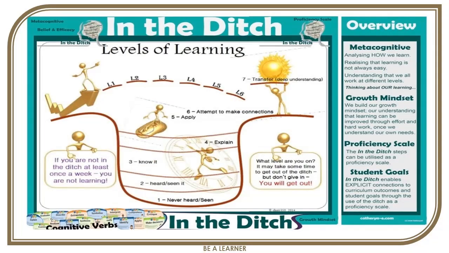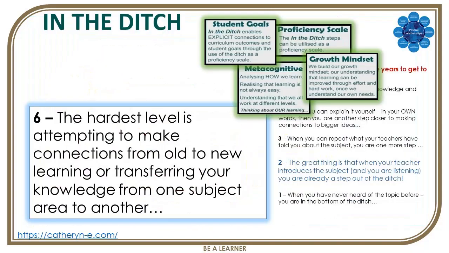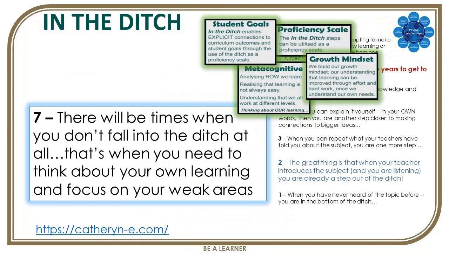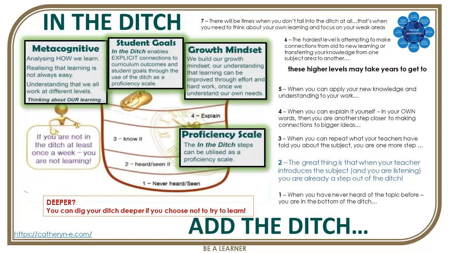Steps 6 and 7 are the more difficult levels. Attempting to make connections for level 6, so they may be able to attempt to make connections within their own subject area. Step 7, transferring, showing deep understanding, being able to transfer their knowledge from one subject area into another.